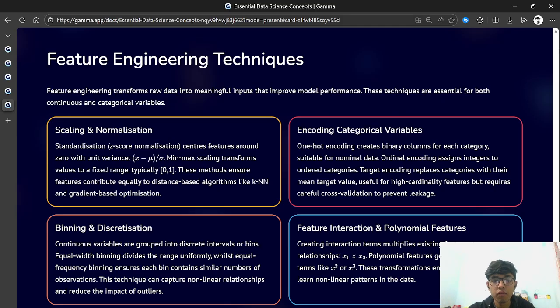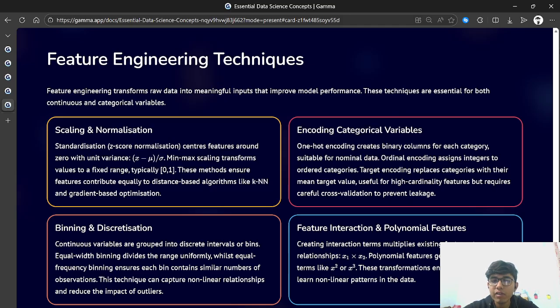Another technique is one-hot encoding. One-hot encoding is widely used for categorical variables. Rather than assigning a single numeric label to each category, which can incorrectly imply an ordered relationship, we create a binary indicator variable for each category. This helps maintain the categorical nature of the features and prevents the model from learning invalid numerical relationships.